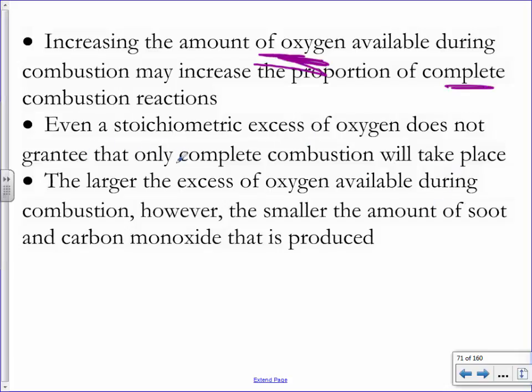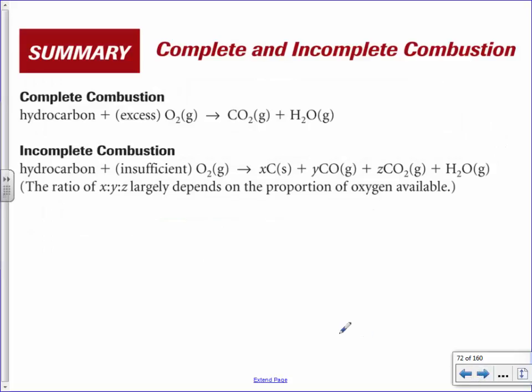That being said, it does not guarantee that complete combustion will take place. There is going to be some soot, and there's going to be some carbon monoxide. So, as a summary, it may now be best to no longer write combustion like this: a hydrocarbon plus oxygen gives CO2 and water. It might be better to write it like this: your hydrocarbon and oxygen is going to produce some amount of carbon, some amount of carbon monoxide, some amount of carbon dioxide, and this x, y, z ratio really just depends on how much oxygen you use.